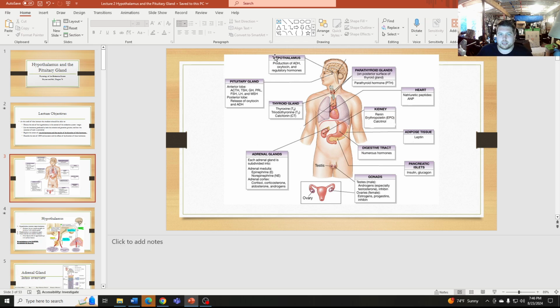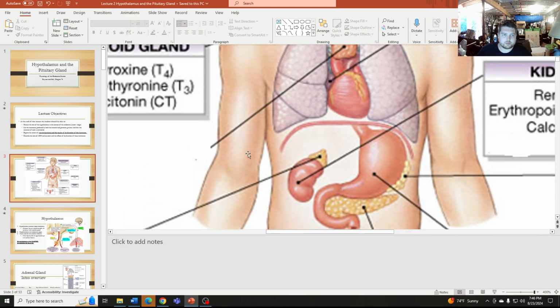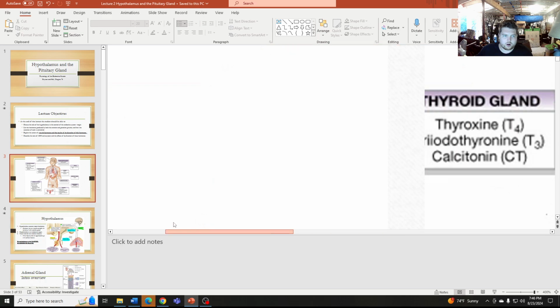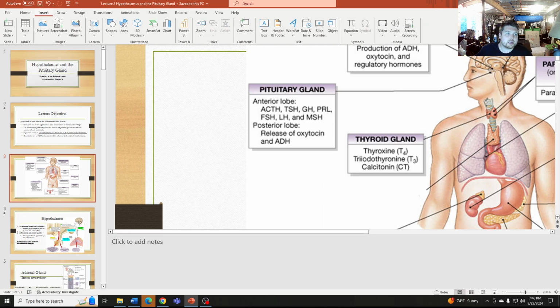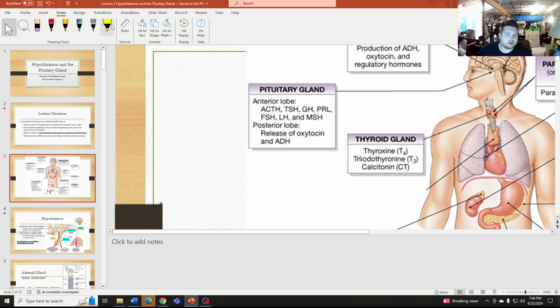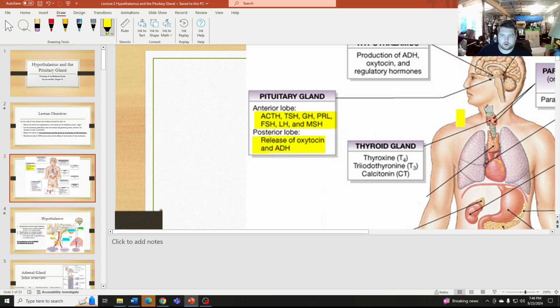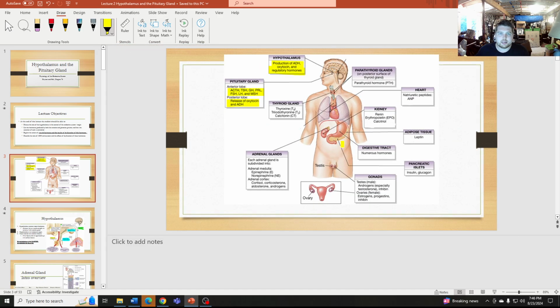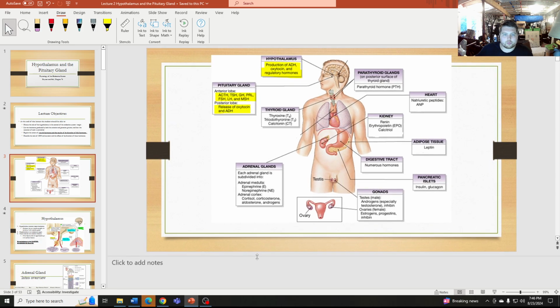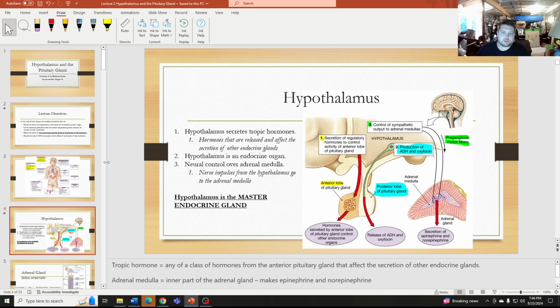So just another little picture. We're focusing on the hypothalamus and the pituitary. As we can see with the pituitary gland, there are lots and lots of hormones from the pituitary gland. All of these, as well as the posterior lobe production, as well as the regulatory hormones. The hypothalamus is like the regulator, and the pituitary gland is more the distributor of these hormones, and we'll get into that. So the hypothalamus itself.